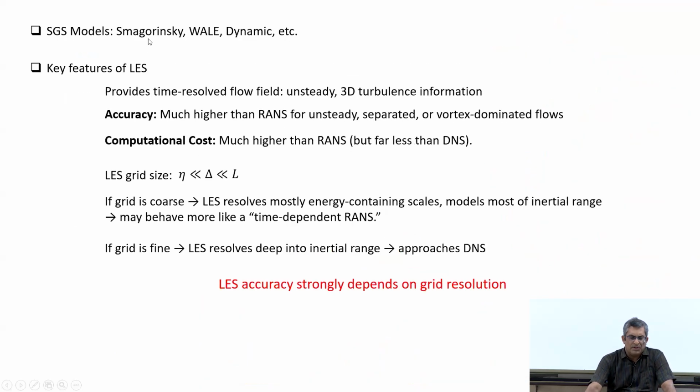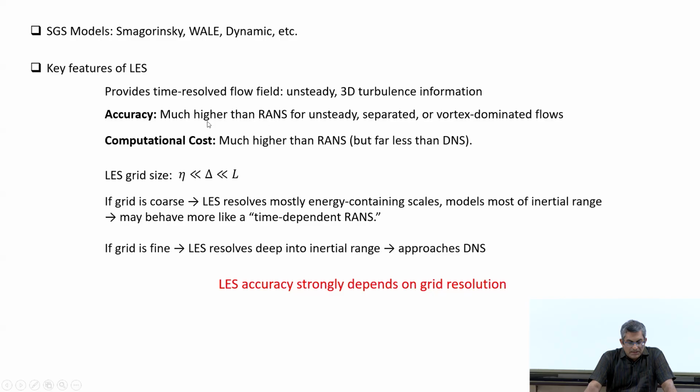So there are various models available. One popular one is Smagorinsky or dynamic Smagorinsky model. There are other models also available. We are not going into detail on it. Now, what are the key features of LES? The key features are basically it provides a time resolved flow field. So this is unlike RANS. We have unsteady 3D turbulence information in case of LES.